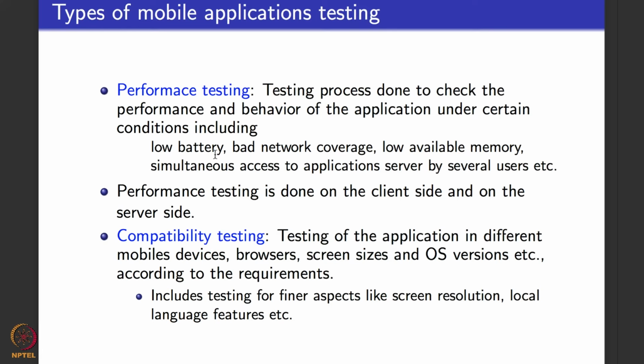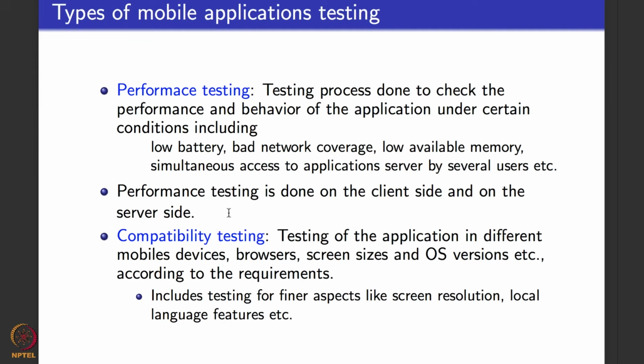So there are several others who are simultaneously accessing the server. So these are the places that can slow down the performance of a mobile app. So performance testing for mobile applications focuses on these specific issues. It is to be done both on the client side, which is a particular phone, and on the server side, which is the server where the application resides on and keeps and fetches the data.